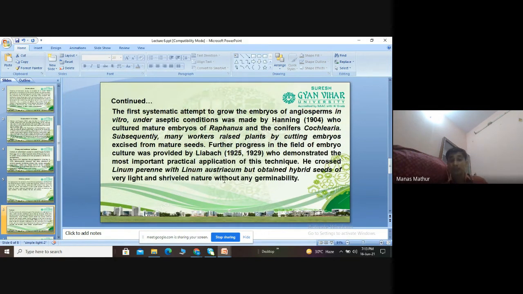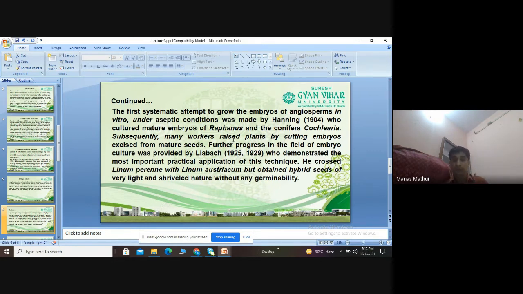The first systematic attempt in embryo culture was done by Hannig in 1904, who cultured mature embryos of which plant? Raphanus and another, Cochlearia. The first time embryo culture was discovered by Hannig in 1904, in Raphanus and conifers. Subsequently, many workers raised plants by culturing embryos excised from mature seeds.